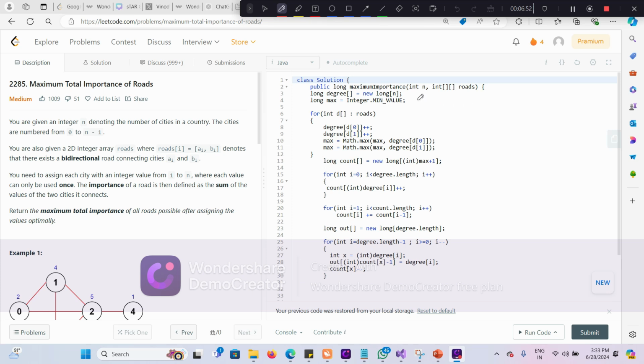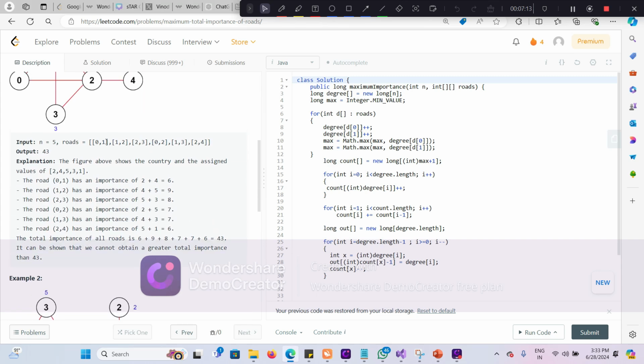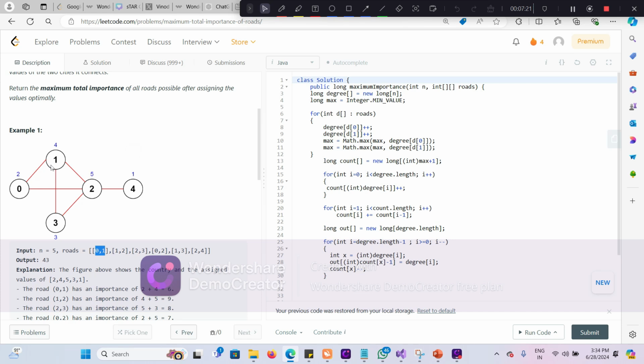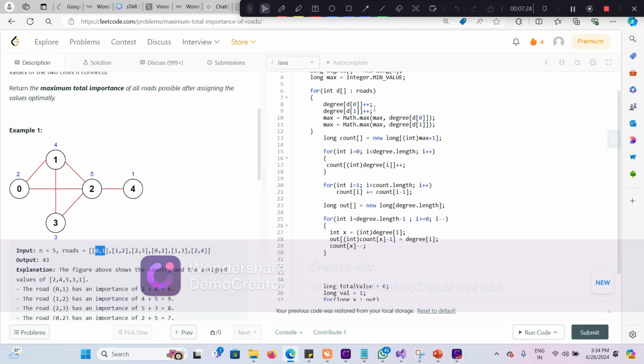See here, first of all, I made the degree long array and then a max variable. First of all, what we are doing is basically increasing the count in the degree array. Whenever we go through a row, we increase both the values. See here, 0 1. We are increasing the degree of 0 as well as 1, because this is a bidirectional graph. If 0 is connected to 1, then 1 is also connected to 0. So for that reason, we just increase the degree for both integers involved in that edge.